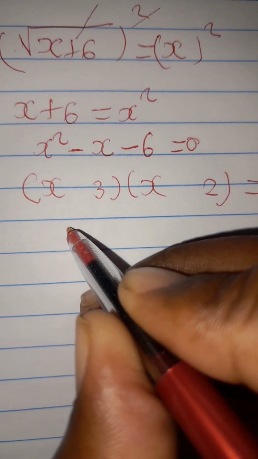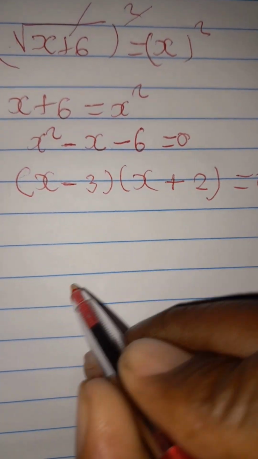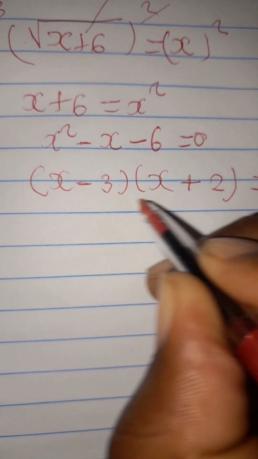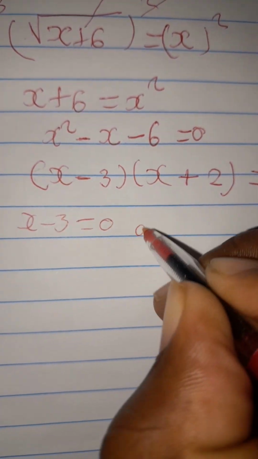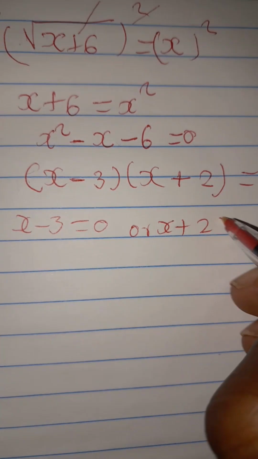So what about the signs? This will take a negative sign, and this will take a positive sign. Negative 3 plus 2, that's negative 1, and negative 3 times 2, that's negative 6. Then you equate everything to 0. x minus 3 is equal to 0, or x plus 2 is equal to 0.